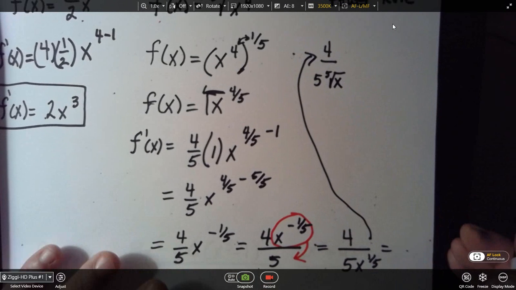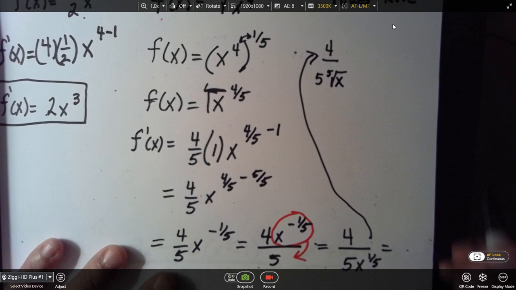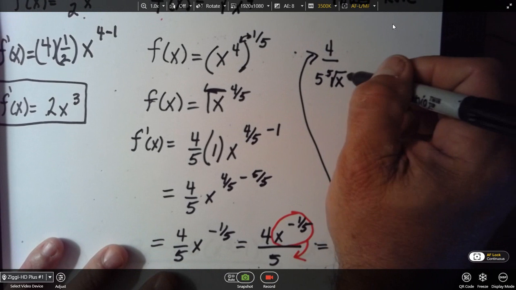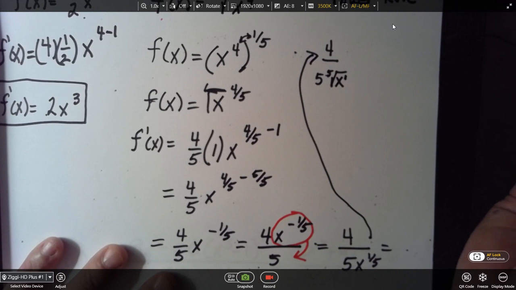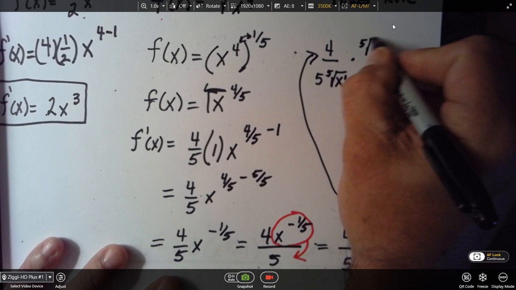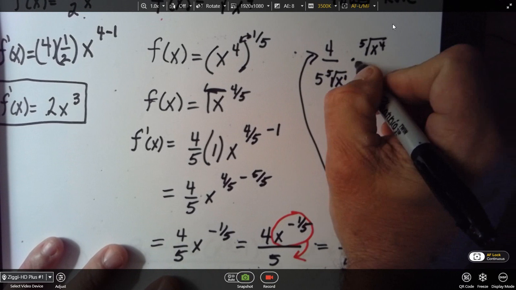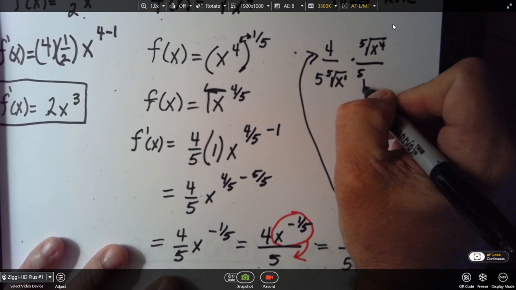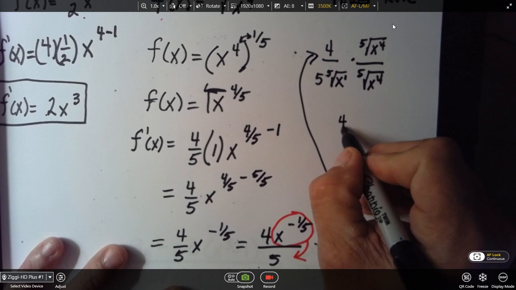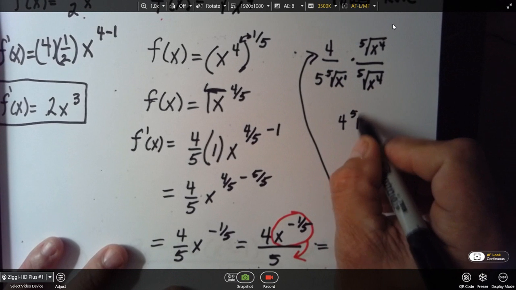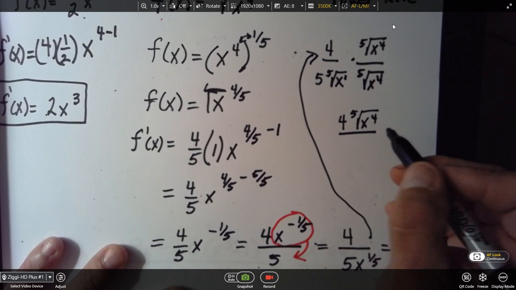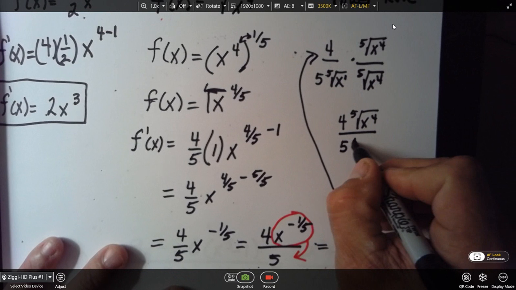Now we got to rationalize the denominator. This is the fifth root of x, so you got to be able to take the fifth root of something to the fifth power. That's to the first power, so we got to multiply by the fifth root of x to the fourth over the fifth root of x to the fourth. And that will give us 4 fifth root of x to the fourth over 5 fifth root of x to the fifth.